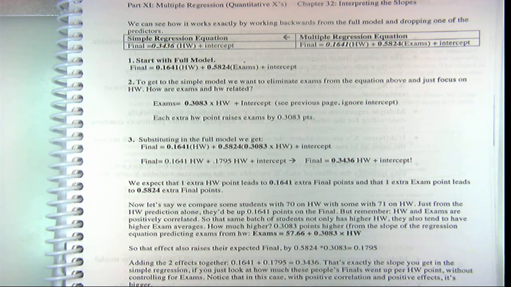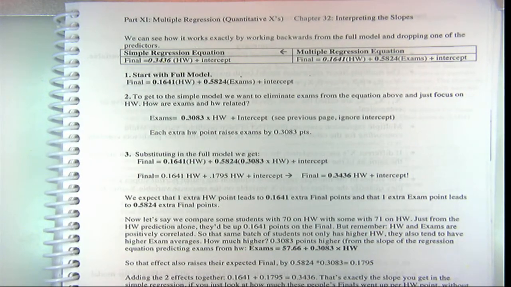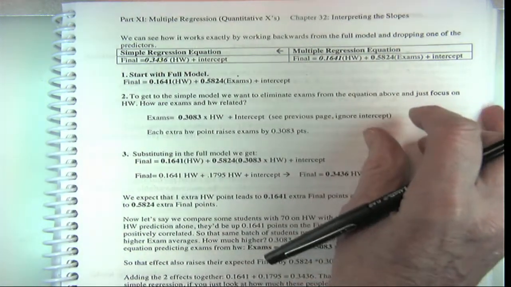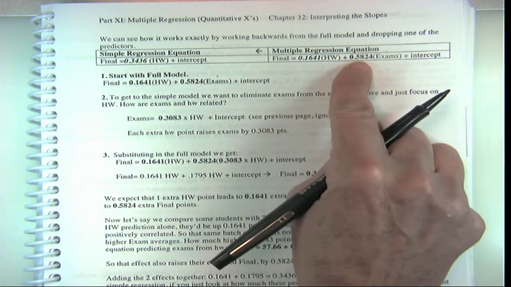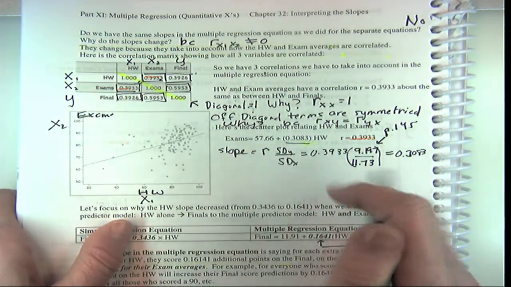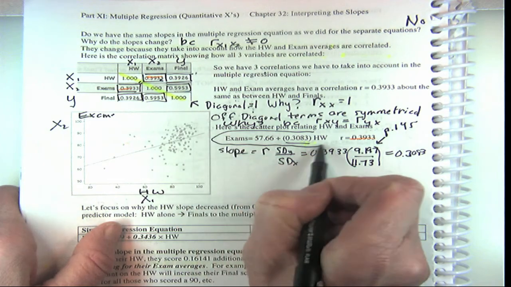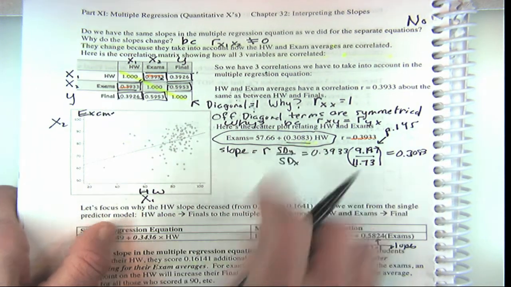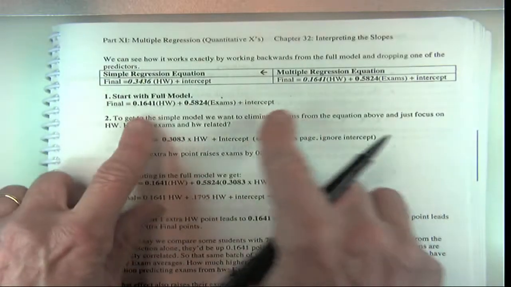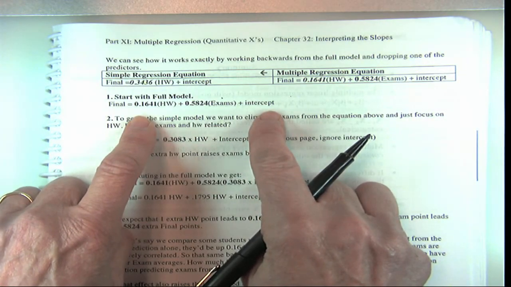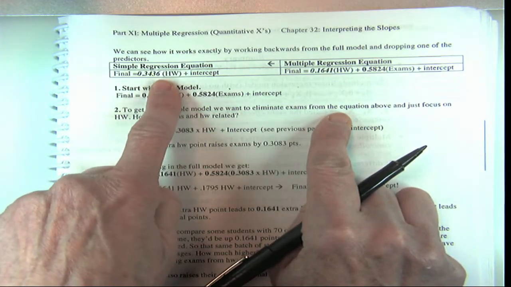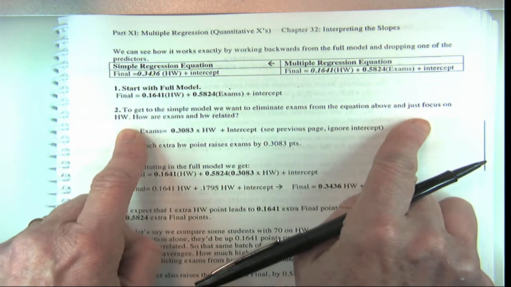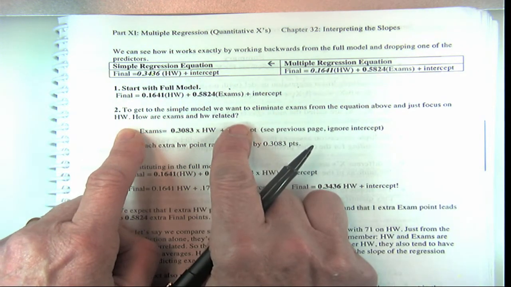Okay, so now, how do we do this? All right, so we're going to start with this full model here. And I just want to show you how you can use this equation that we just got, this right here, to get to the simple model. To get the simple model, we want to eliminate exams from the equation, right? We just have homework here, and just focus on homework. And we need to know how exams and homework are related.